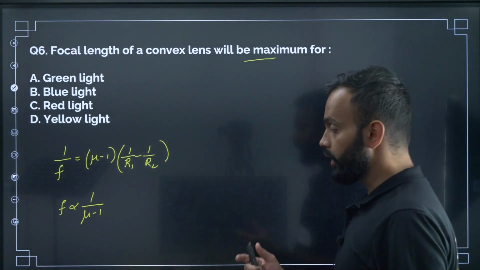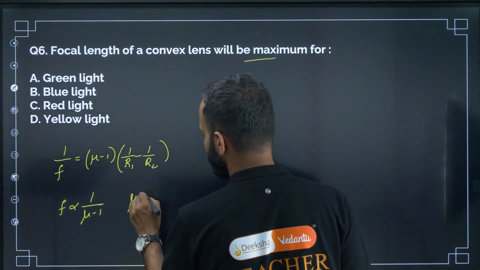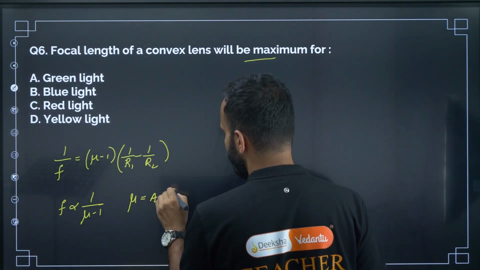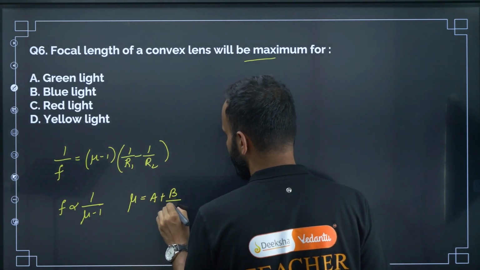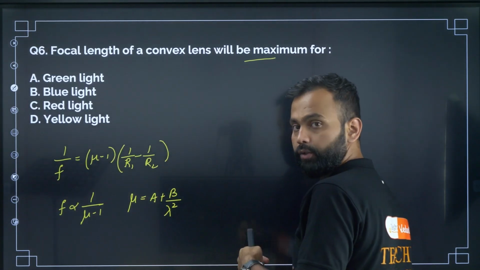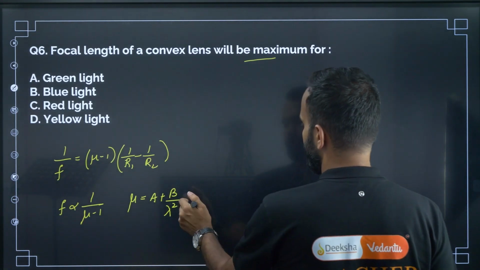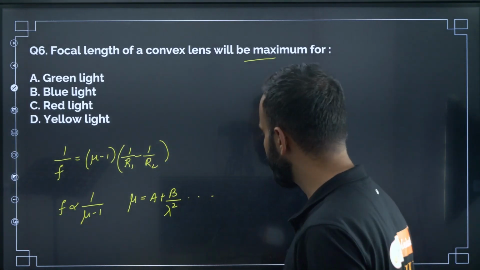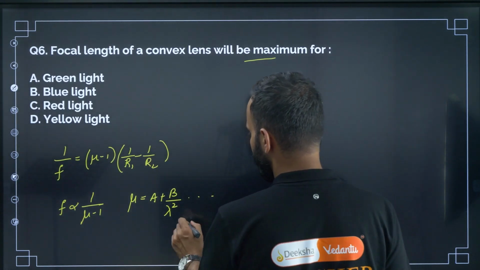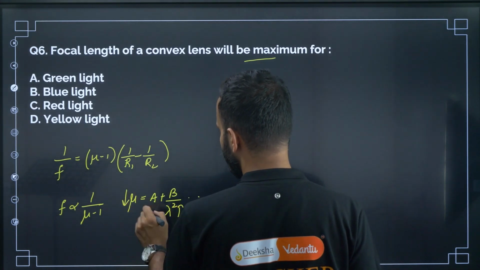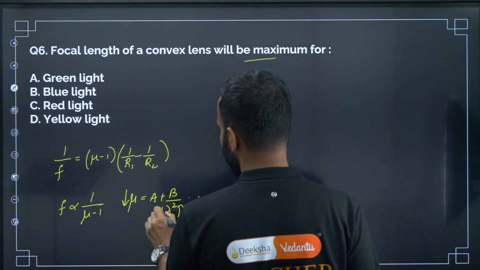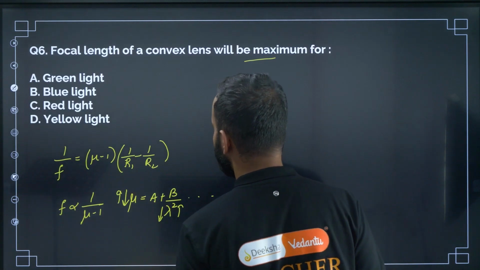And we know the Cauchy's formula, refractive index mu equal to a plus b divided by lambda square plus c by lambda to the power 4 and so on. So as the value of wavelength increases, mu value decreases. As the value of wavelength decreases, mu value increases. What are they asking?